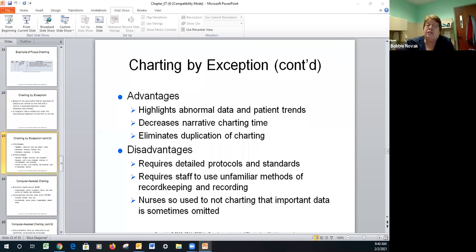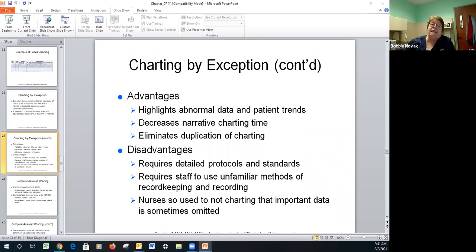So the advantage is it highlights the abnormal data and the patient trends because the only thing in the chart is going to be the abnormal data, right? And it decreases your charting time considerably, especially if you're working in long-term care and you have like 30 patients. You're not going to be able to document on all 30 of them every day. So this decreases your charting time and it eliminates duplication of charting because we're only documenting about a problem. We're not documenting that every day everything's normal.